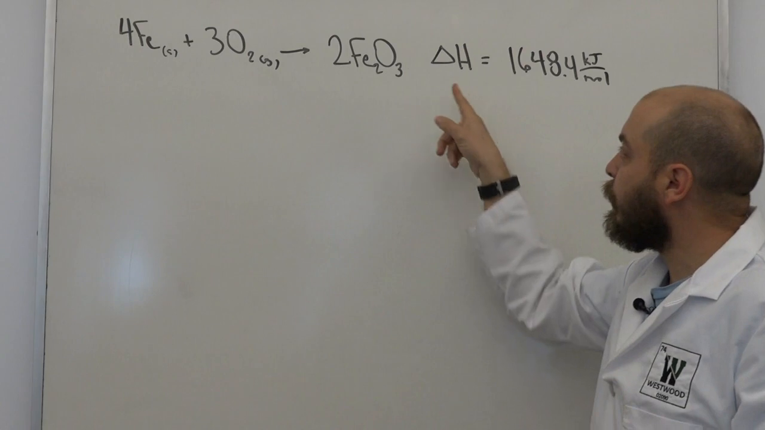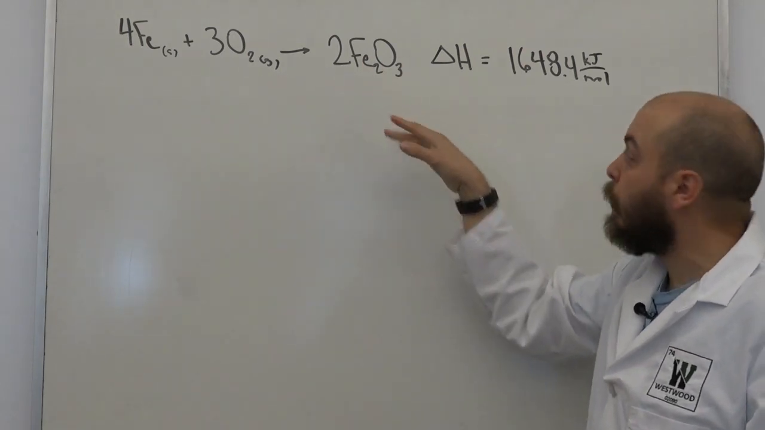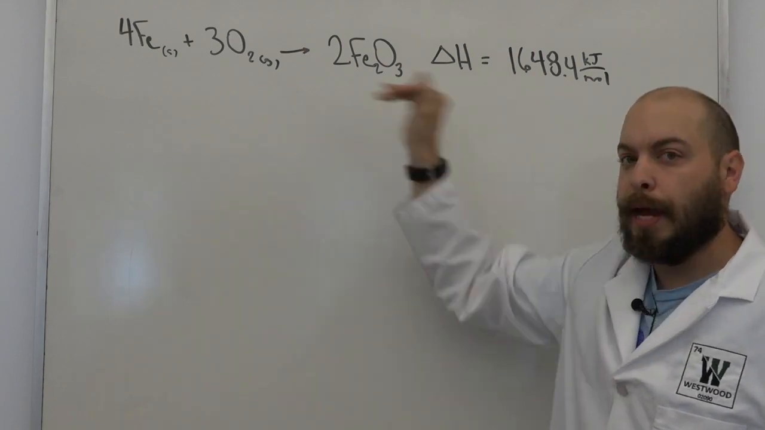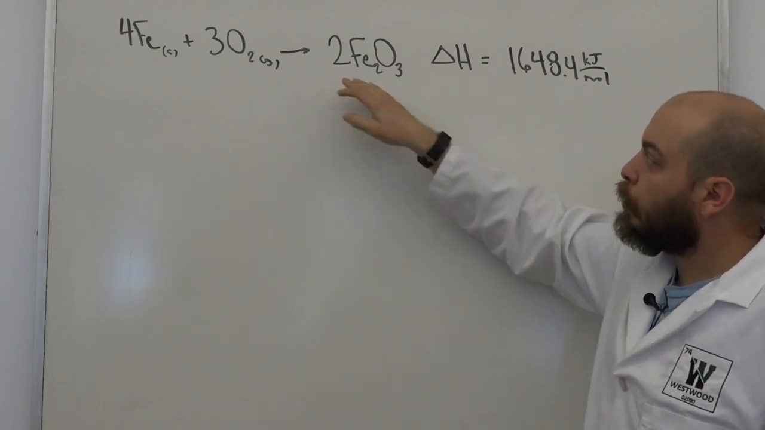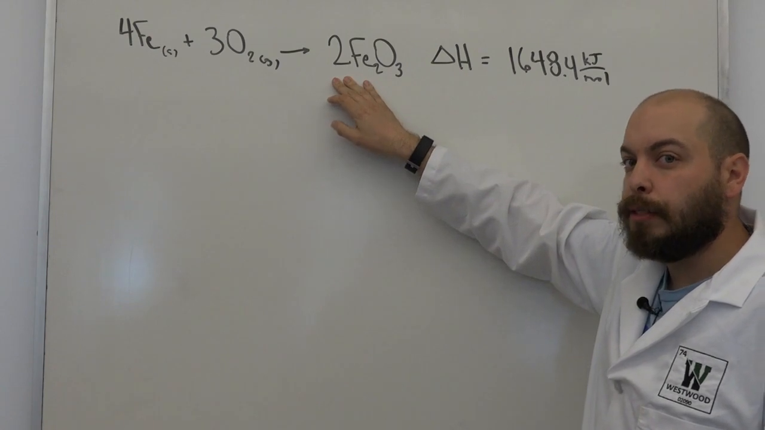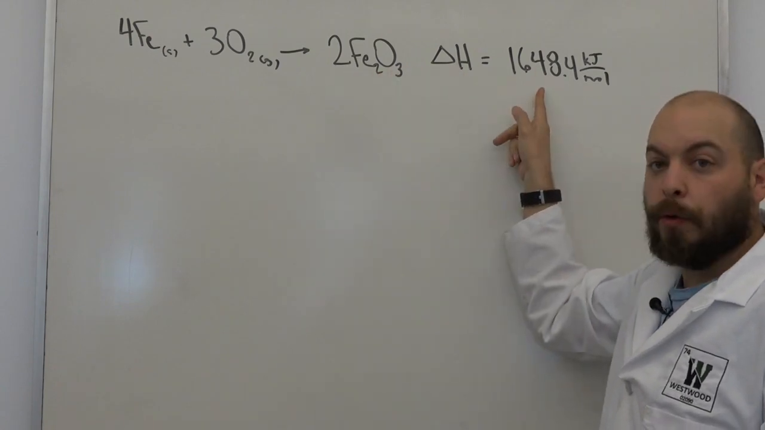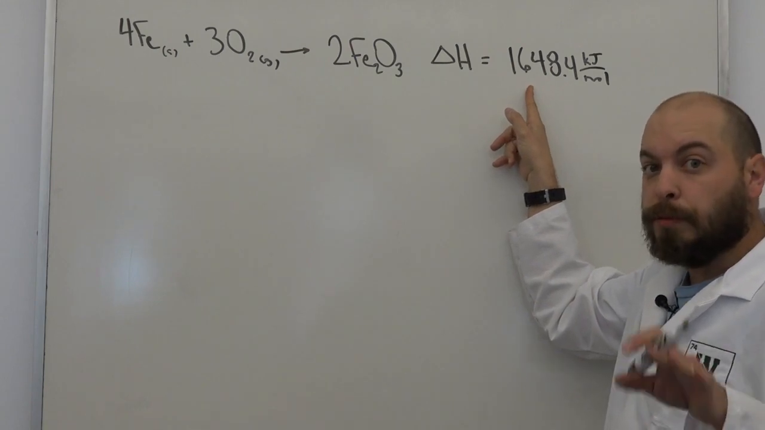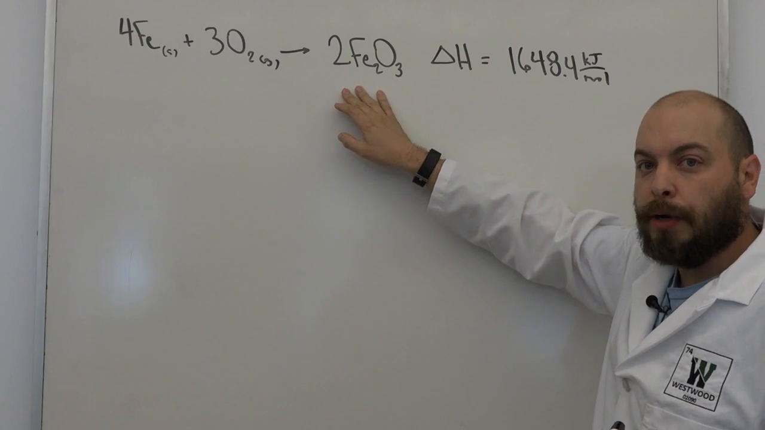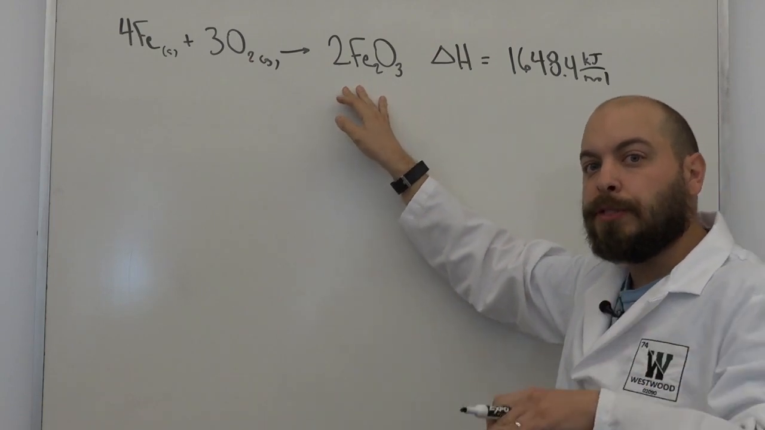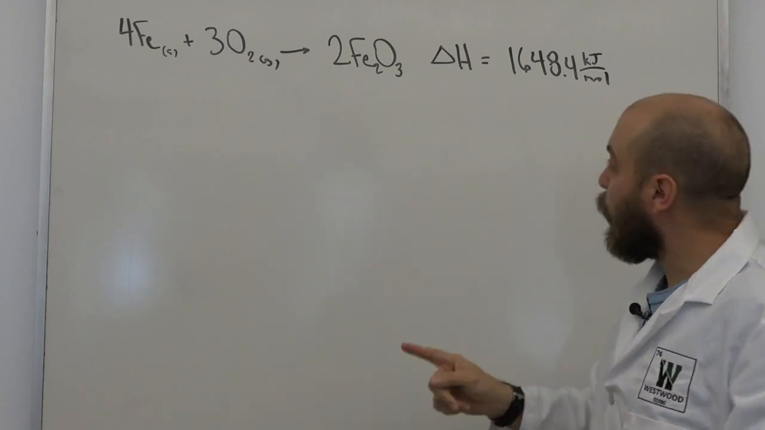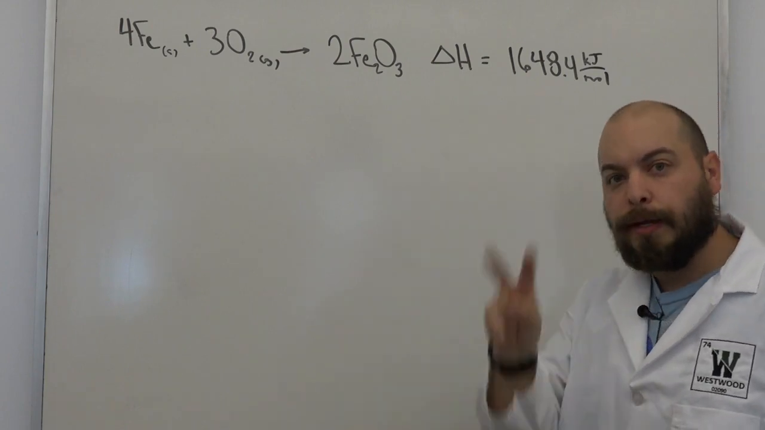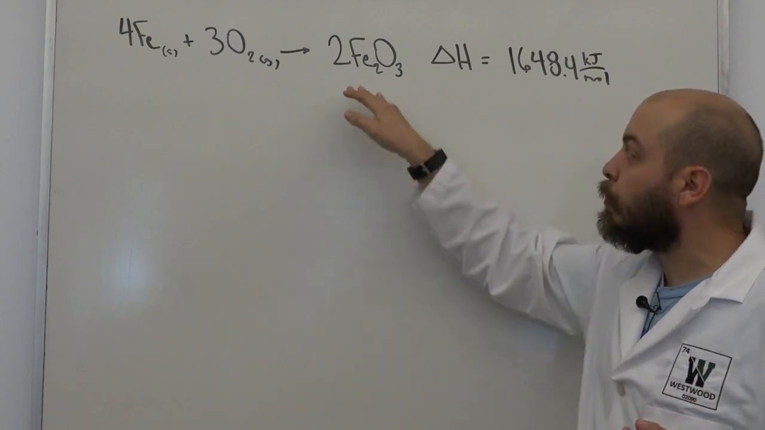Now, the delta H of this reaction is 1,648.4 kilojoules per mole of reaction. That means for every 2 moles of iron oxide that is created, we are going to use 1,648 kilojoules, which means the heat of formation for iron oxide would be the equivalent amount of energy necessary for 1 mole. All we have to do is take this value, 1,648.4, and divide it by 2 in order to get how much energy it would take to form one of these.